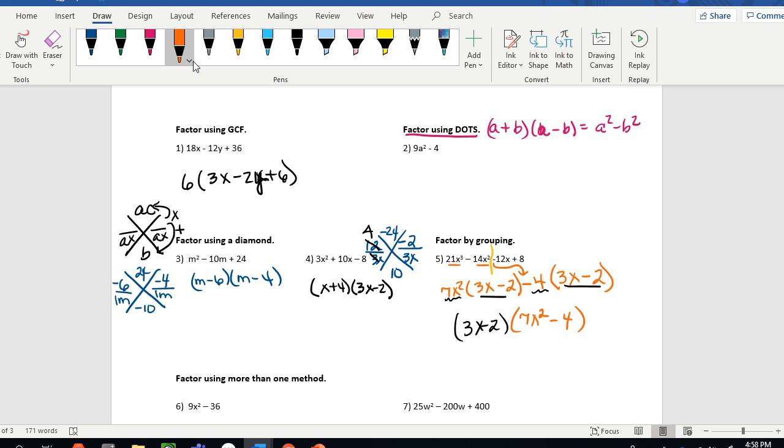Before, your leftovers was the 3x minus 2 because it's what's left over when you factor that out. Now we're factoring out the big guy, and it leaves the numbers that are left. Okay.